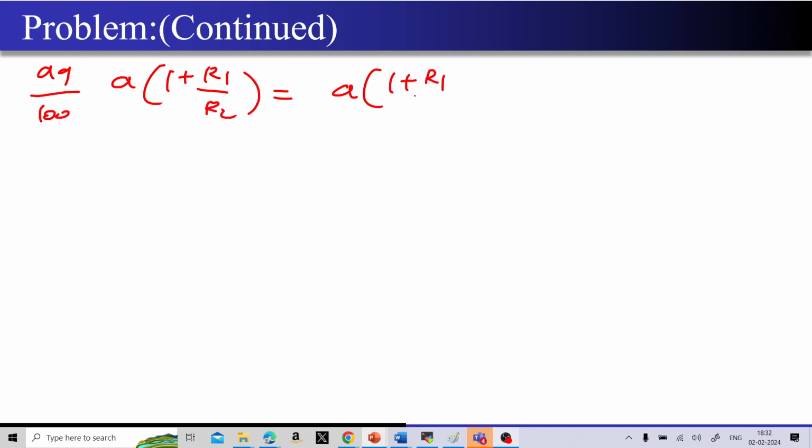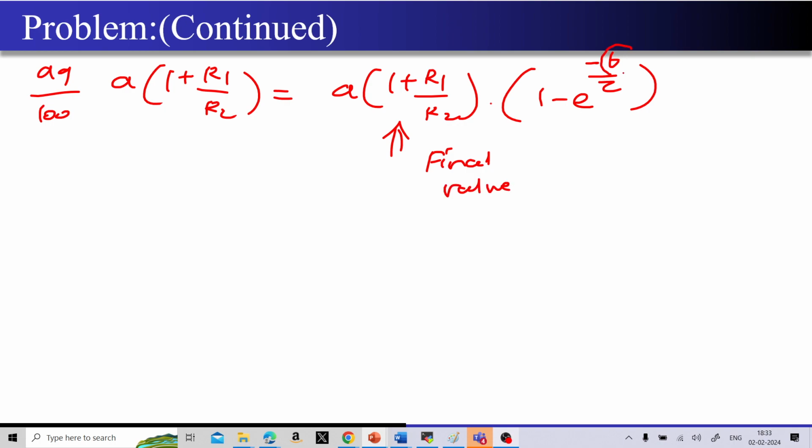So I'll just tell you what we have to do. 99 by 100 times that value that we have solved, right? A into 1 plus R1 by R2. Now this will be nothing but A into 1 plus R1 by R2 into 1 minus exponential of minus t by tau. Why have I put this over here? Because this is the final value that we have got, right? And they want us to calculate that time where the value will reach 99 by 100 times the final value, right? So I hope this is clear why I have inserted the equation like that.